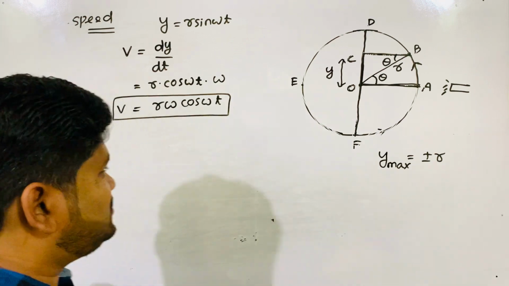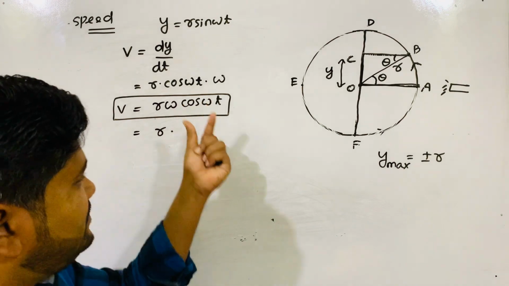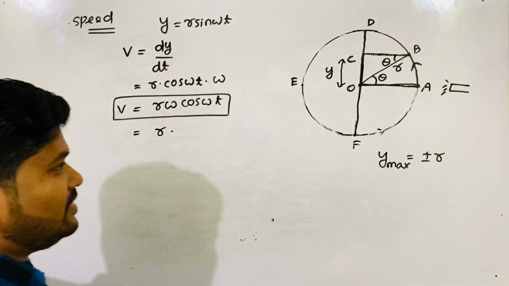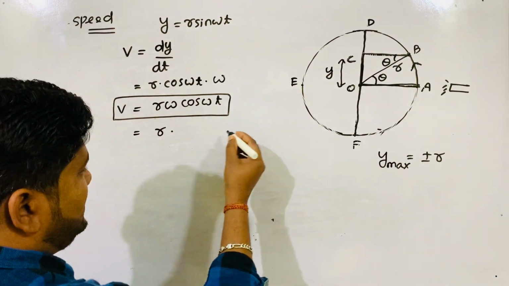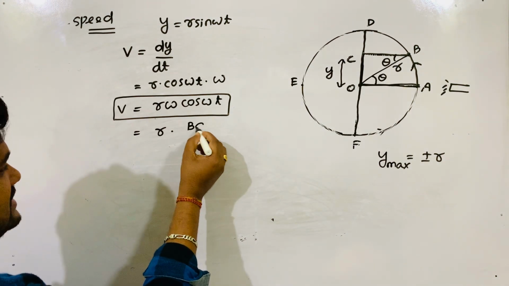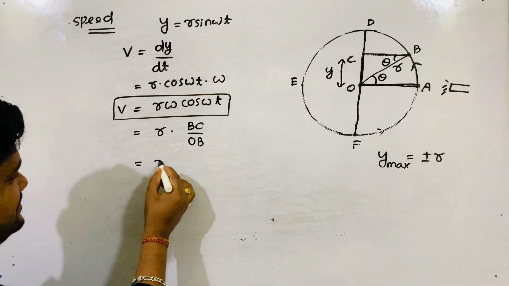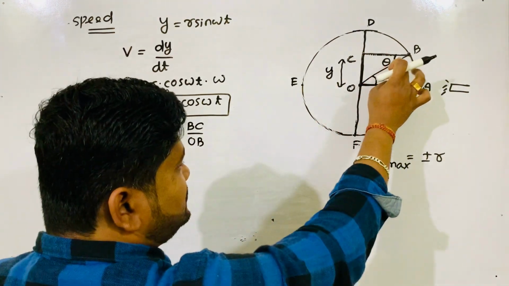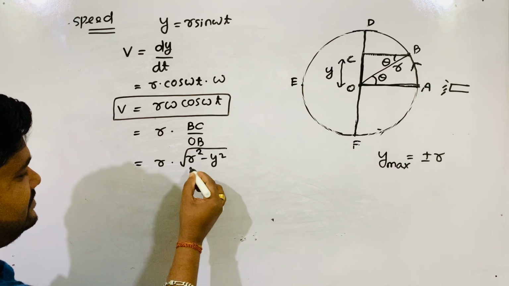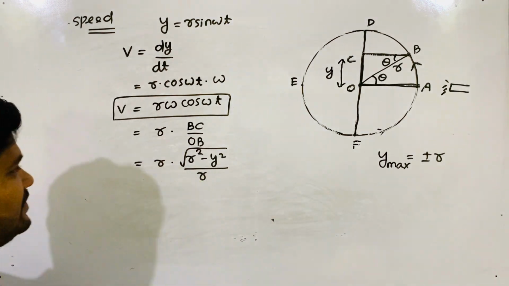But we can also simplify it more. See how I can simplify it. Cos omega t, from the triangle BOC, what is cos omega t? Cos omega t is nothing but BC by OB. But what is BC? If you use the Pythagoras theorem, BC is the square root of r square minus y square, divided by OB, which is r.